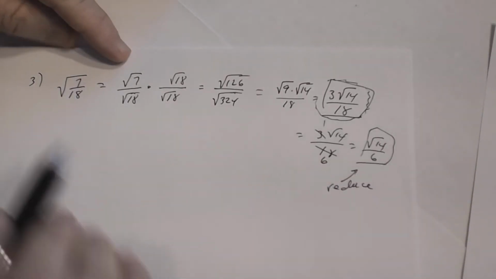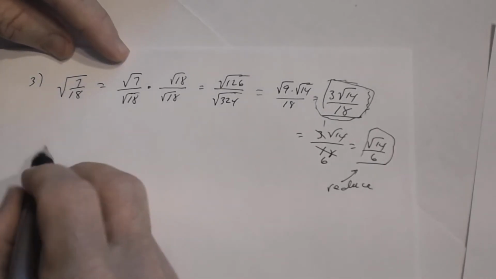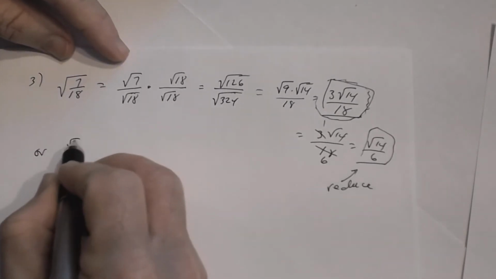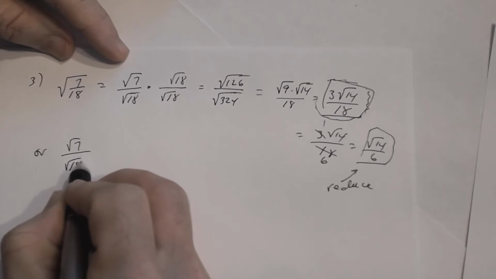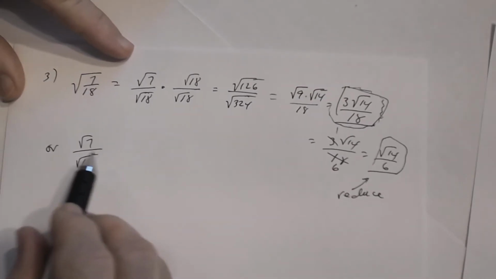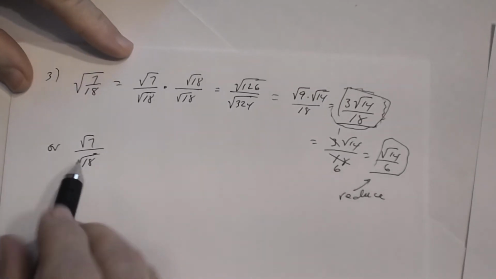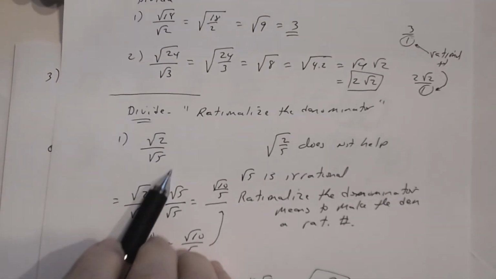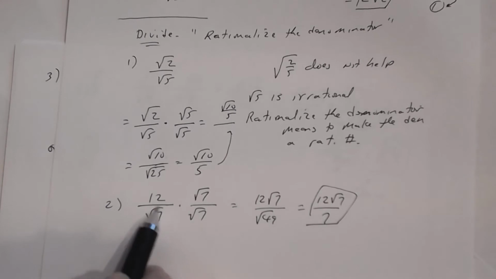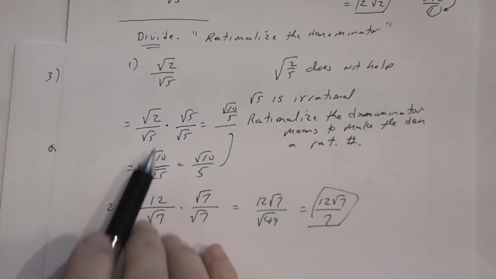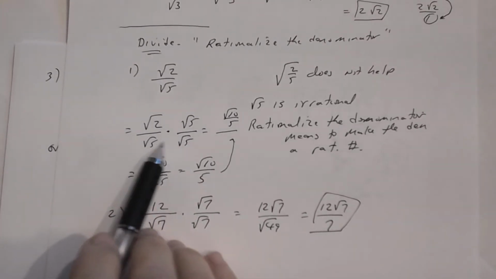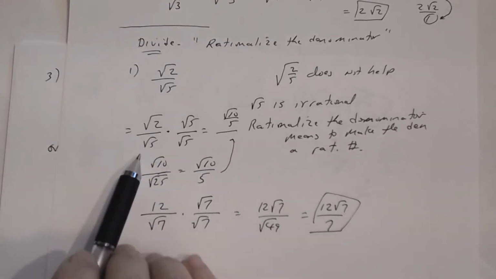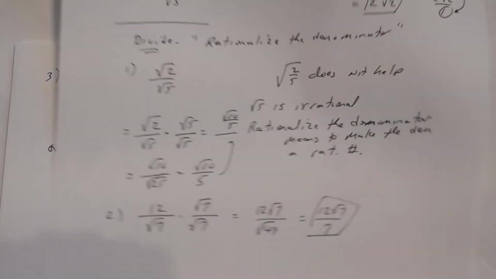What I could have done, though, in number 3, when I got to this point where I had the square root of 7 divided by the square root of 18, I could have simplified the square root of 18 first. Here, I could not simplify the square root of 5 any further. I could not simplify the square root of 7 any further. So at that point, I just went ahead and multiplied numerator and denominator by the radical in the denominator.